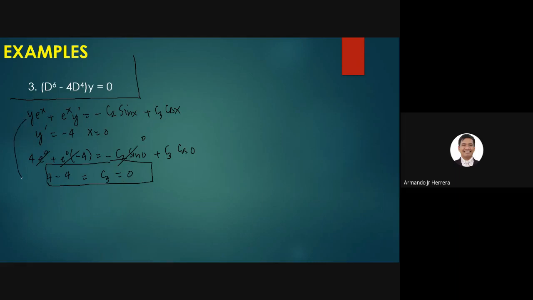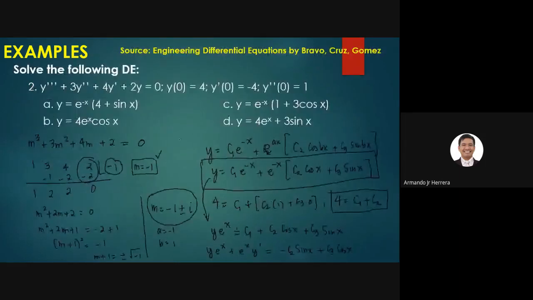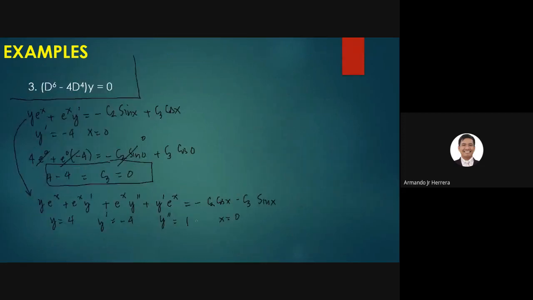Then let's take the second derivative. That's y e to the x plus e to the x y prime. That's derivative of a product. Plus ito naman, e to the x y double prime plus y prime e to the x equals derivative nito, negative C2 cosine of x, derivative, negative C3 sine of x. But y is 4, y prime is negative 4, y double prime is positive 1 when x is equal to 0.